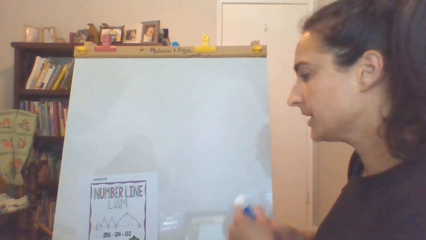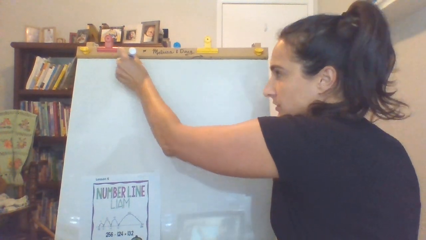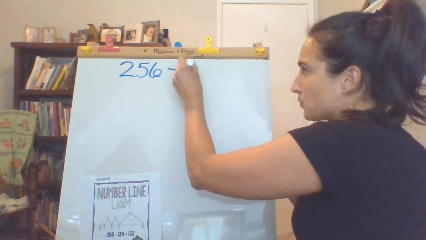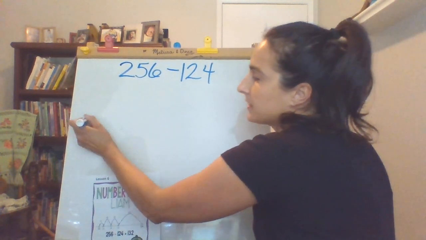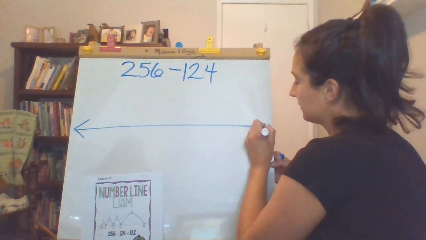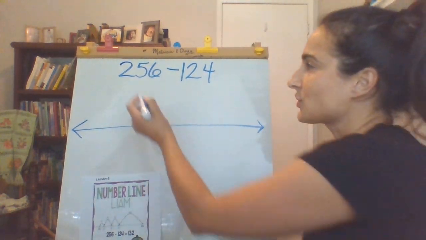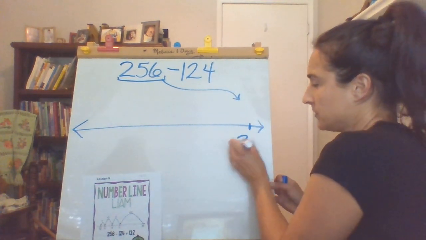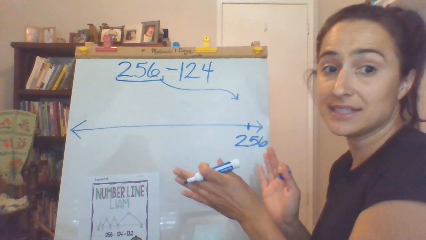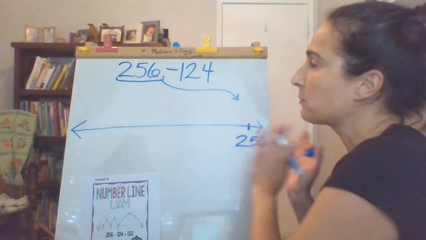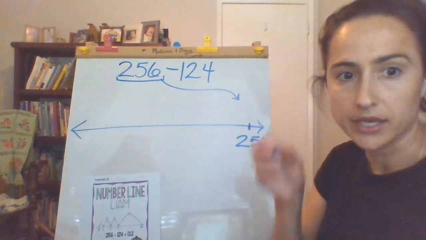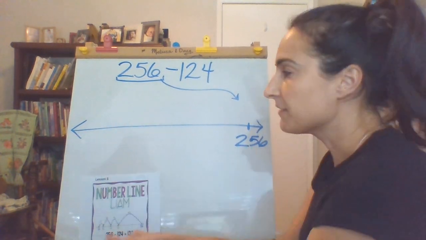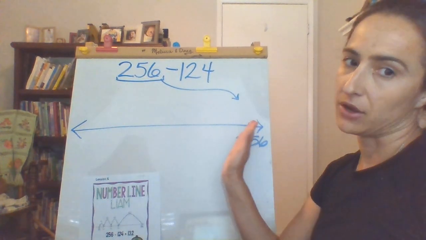We're going to use this problem up here, 256 minus 124. Here's my number line. I'm going to start at the bigger number, 256. That's the biggest number I should have on my number line. My number is going to get smaller because I'm taking away. And remember that when we move left on the number line, our number gets smaller. If I move right, my numbers get bigger. Okay?